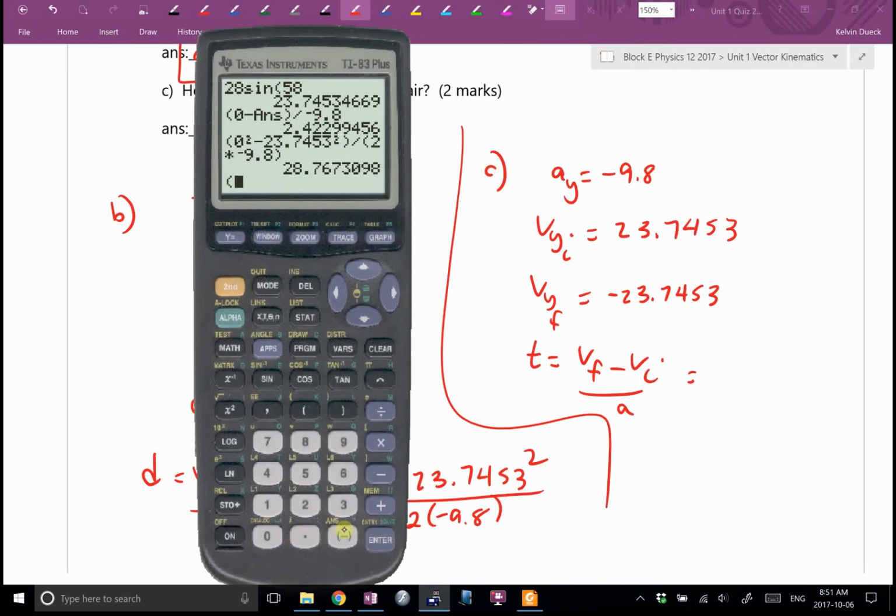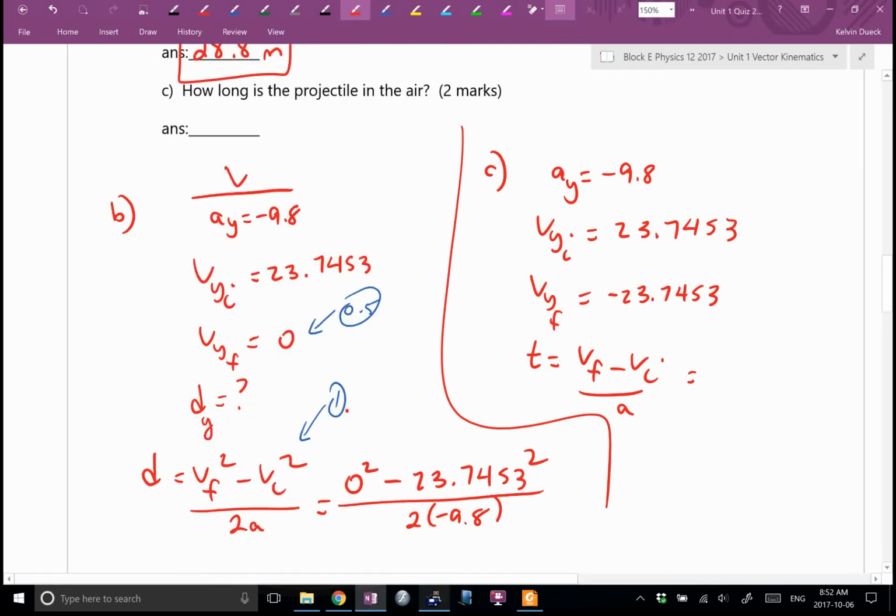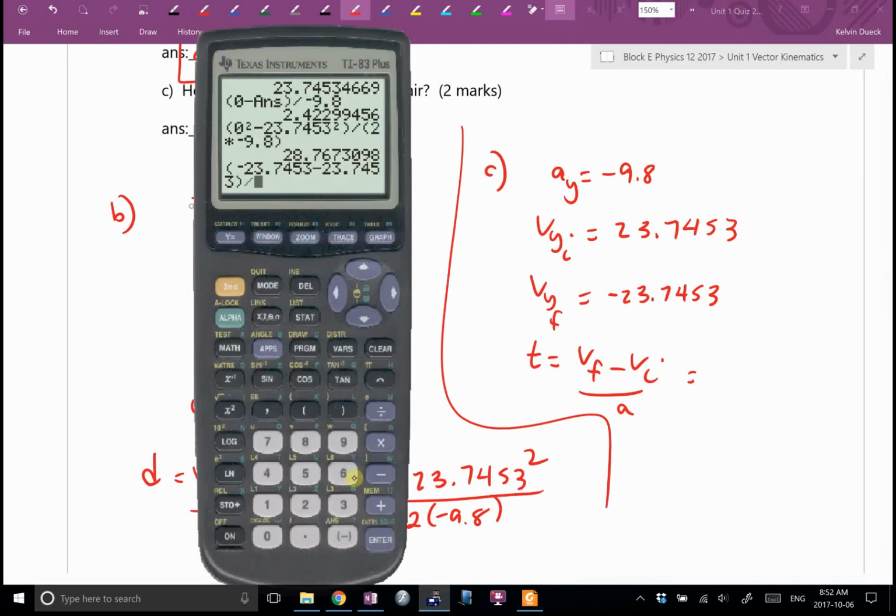It's going to be negative 23.7453 minus 23.7453. Of course, the other thing you could just do is double negative VI, because that's what the top works out to. Make VI negative times 2. Dope. Close bracket divided by negative 9.8. Kiana, what'd you get for time?